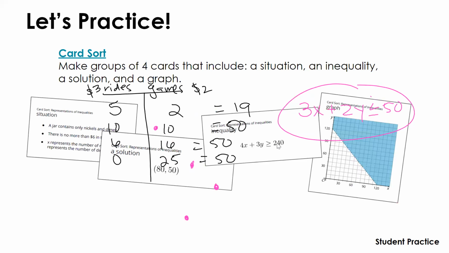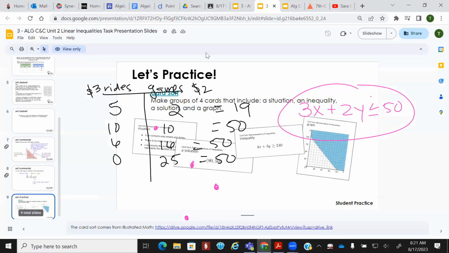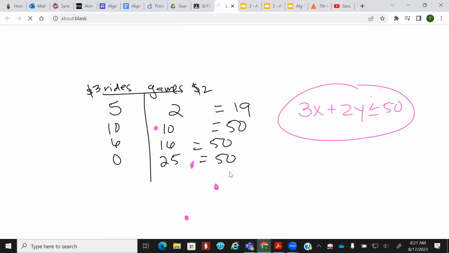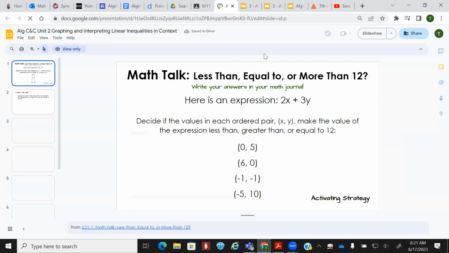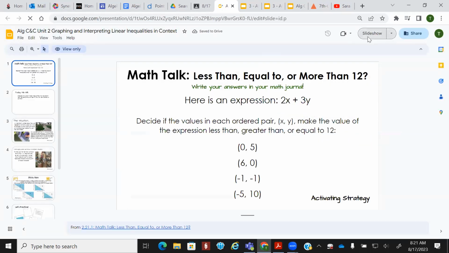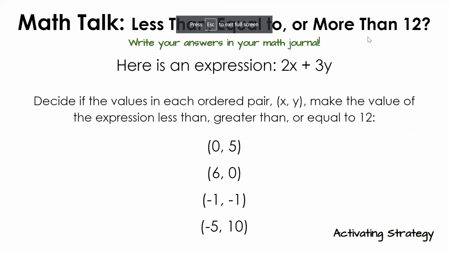Okay. So we're going to switch gears. We're going to go to that last paper that you picked up. Go ahead and take a moment. Decide if the values make the value of the expression less than, greater than, or equal to 12. So you're going to take this expression and plug these in and see if it's greater than, less than, or equal to 12. Okay, take a moment, try those.